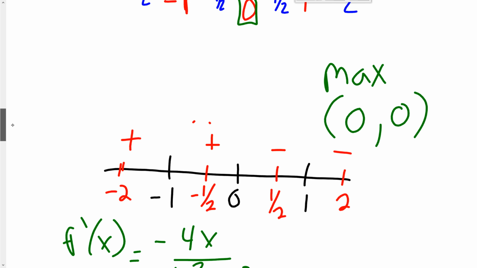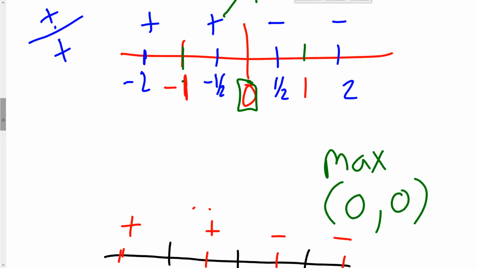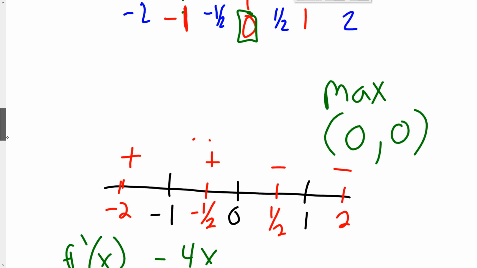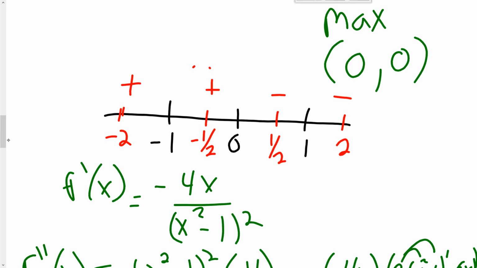So now what I need to do is take the second derivative, and find concave up and concave down. So here's my first derivative, right there. And then I want to take the derivative of that. So this is going to be my f, and this is going to be my g. I have to take the derivative of f, which is -4, and then I have to take the derivative of g, which is chain rule.